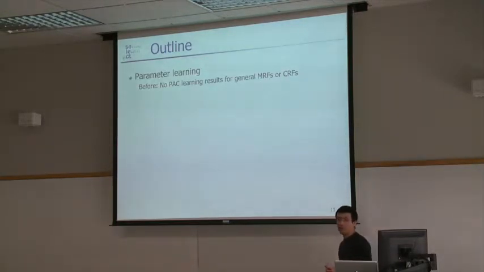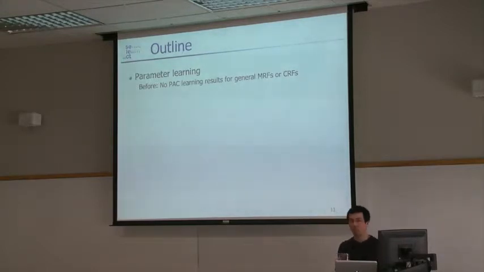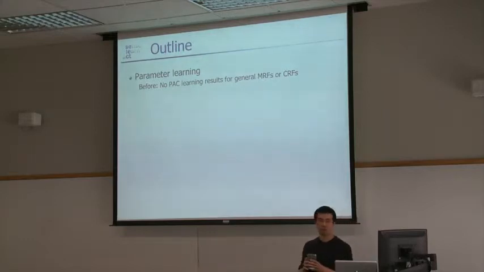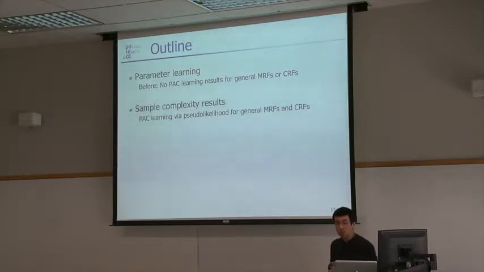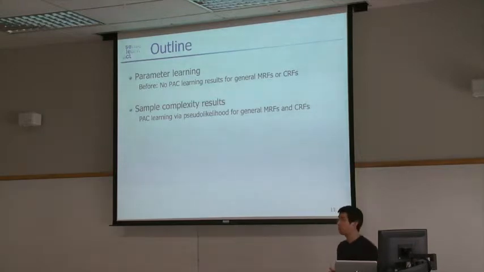First, in this talk, I'm going to discuss some background on parameter learning, because some work has been done on learning without intractable inference. The problem being, though, that before this, there weren't PAC learning results for general MRFs and CRFs. We'll show that you can indeed get these kinds of nice sample complexity bounds. And we'll do it using what's called pseudolikelihood, which will avoid that intractable inference.